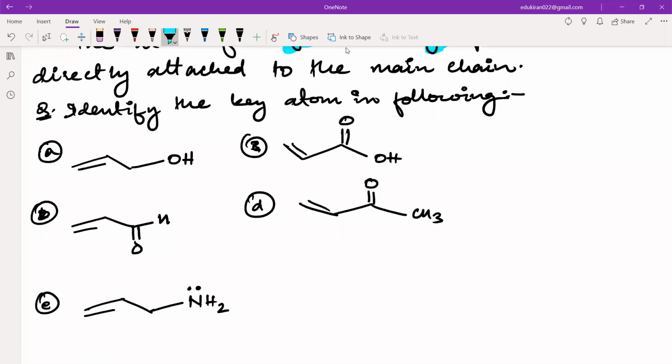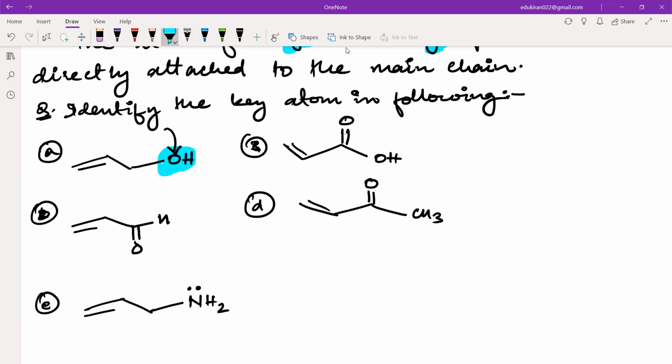So tell me, what is the functional group in the A structure, all of you? OH, yes sir. What is the key atom in OH then? Oxygen or hydrogen? Oxygen, very good. This is the key atom.